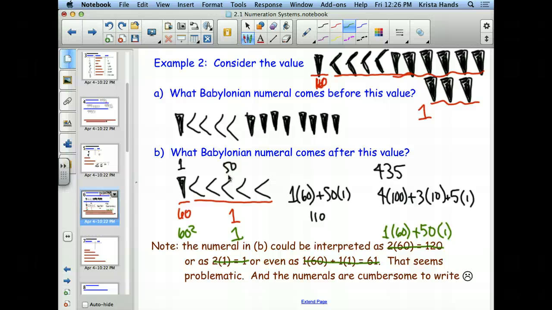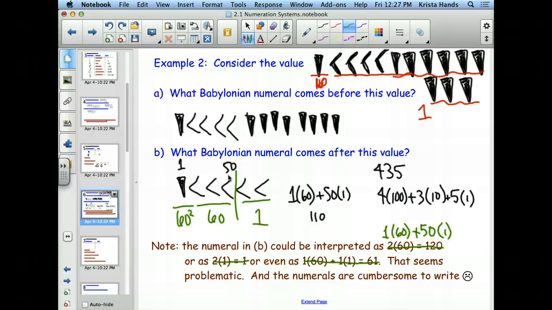And it gets even more hairy than that. What if this is the ones place, and this is the 60s place, and this is the 60 squareds? Like, that could really happen. They could have 20 in the ones place, and they could have 30 in the 60s place, and they could have the 1 in the 60 squareds place. Because they have no way of breaking this apart to show you that there's a natural spot. This is not good, right? Like, if you were doing some kind of bookkeeping, this would be really problematic.